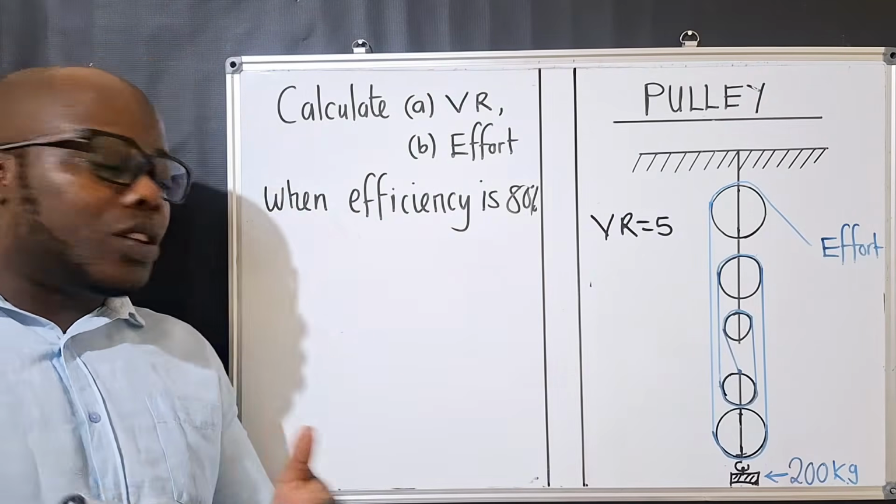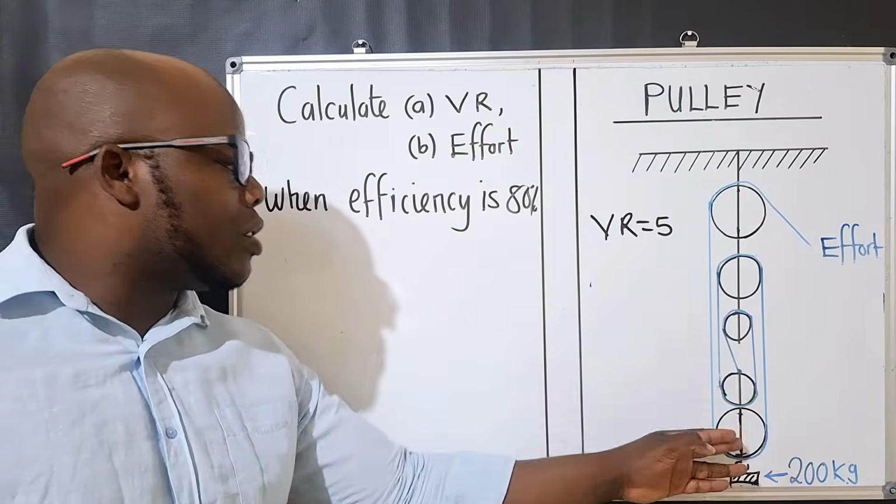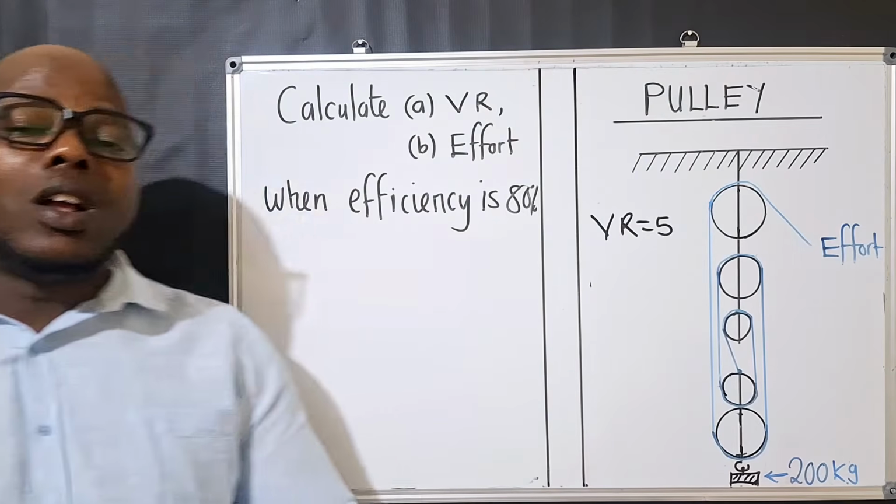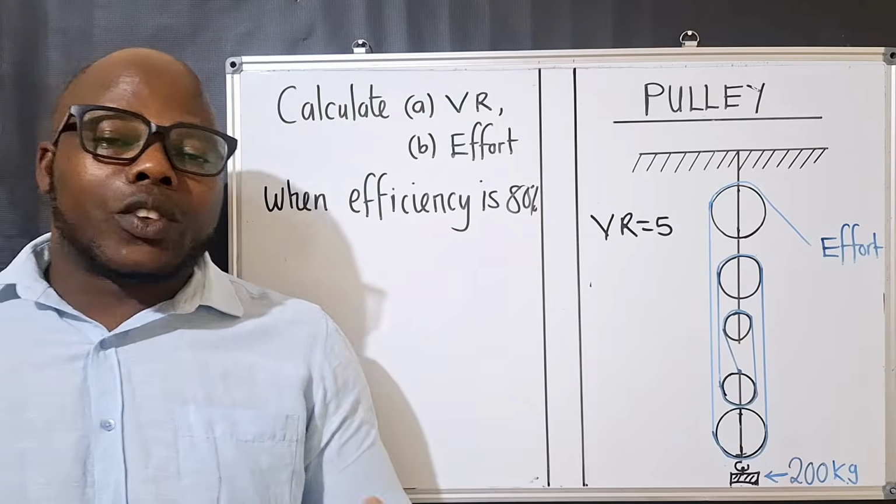And if you don't want to use this, you can count the number of pulleys. You can see 1, 2, 3, 4, 5. There are 5. That's how you find the velocity ratio. You don't need to stress yourselves.